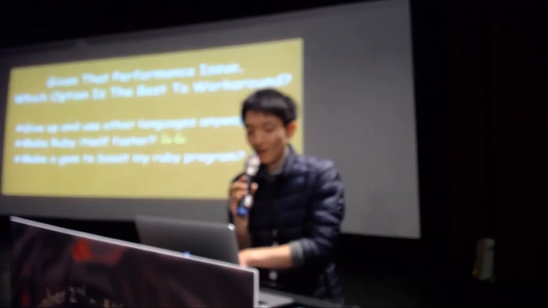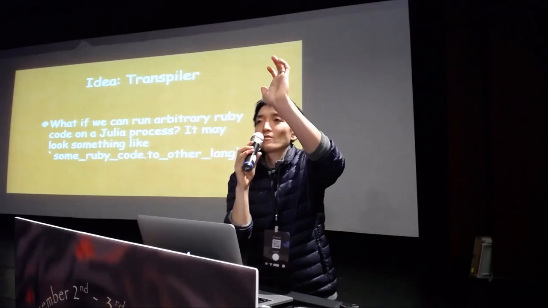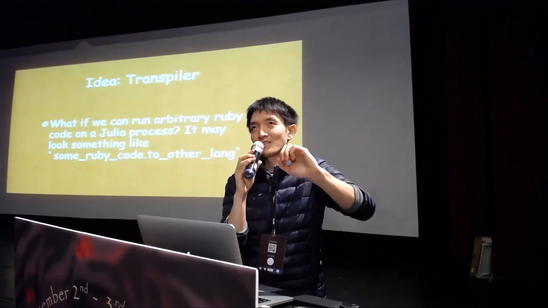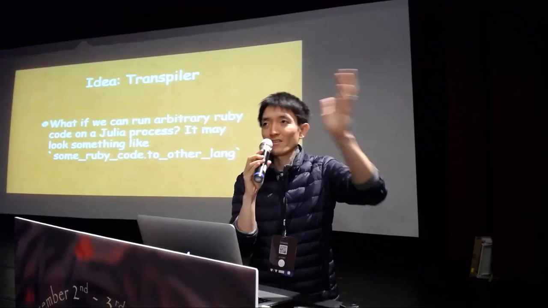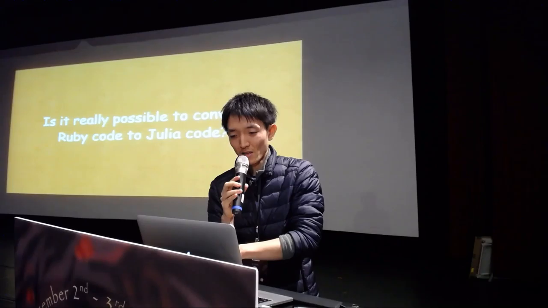So I did it. And the idea that came to me at first was creating some transpiler. Write Ruby code and transpile it to the Julia language, because Julia is a dynamic programming language and Ruby is also dynamic. So I thought that going from a dynamic language to a dynamic language is simpler than from dynamic to static. So the concept is like that. Creating a transpiler can solve this problem. But the problem is, is it really possible to convert Ruby code to Julia code?